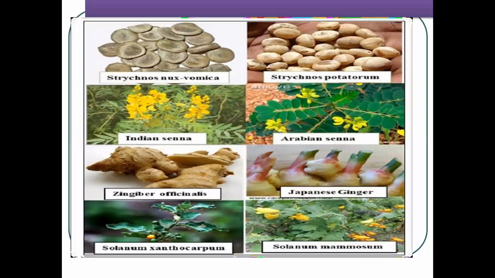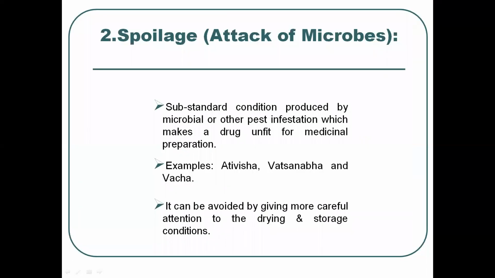Here are some pictures: Strychnos nux-vomica, which is the standard, and this is the substandard Strychnos potatorum. Then Indian senna with the Arabian senna, Zingiber officinale with the Japanese ginger, Solanum xanthocarpum with Solanum mimosum. The next category is spoilage.